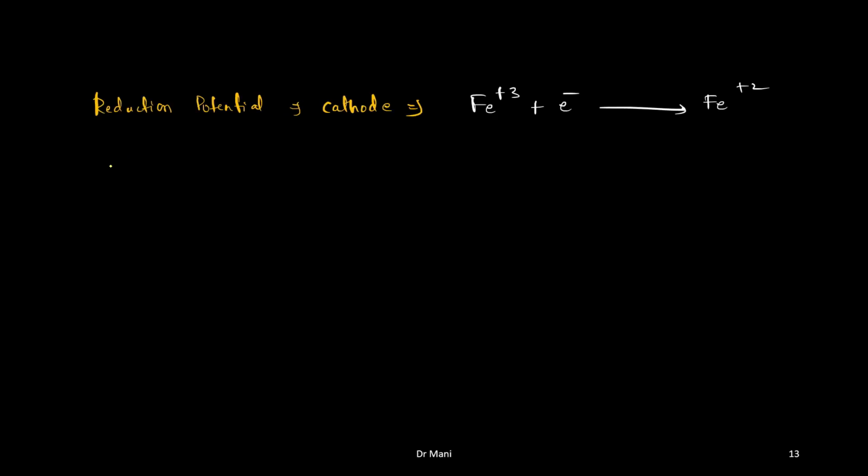Reduction potential at anode. The reaction taking place there is Sn2+ + 2e- → Sn. So this is the reaction happening at the anode.